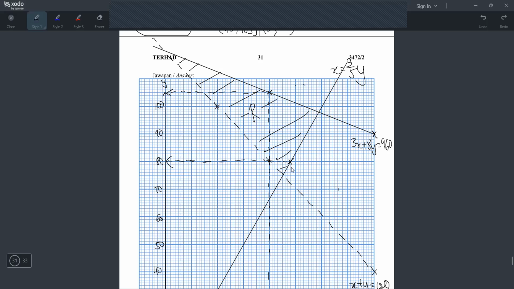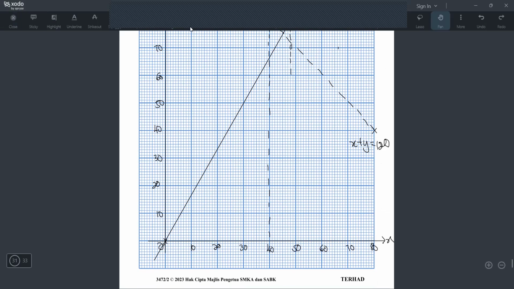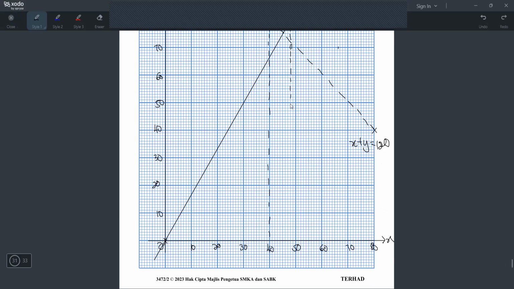But students always ask me, sir, how do you know where to stop here? Why not keep going? For maximum, you stop at the final contact point of the shaded region. If you keep going, there's no shaded region already, right? So you always refer to the shaded region. It means where you stop depends on your shaded region. So this will be the answer. All right, so let's draw down.